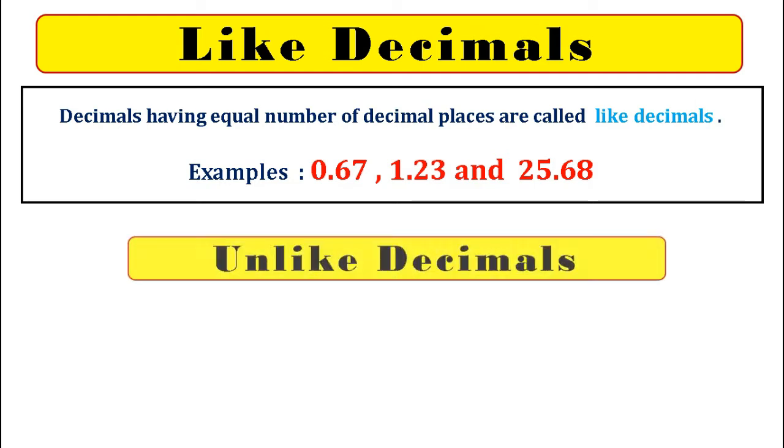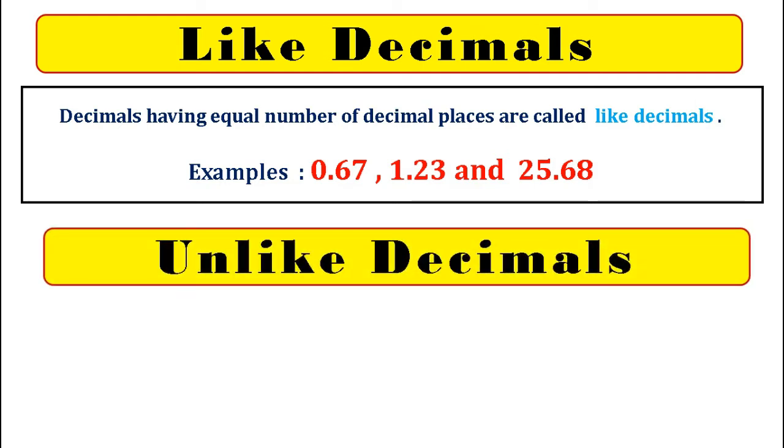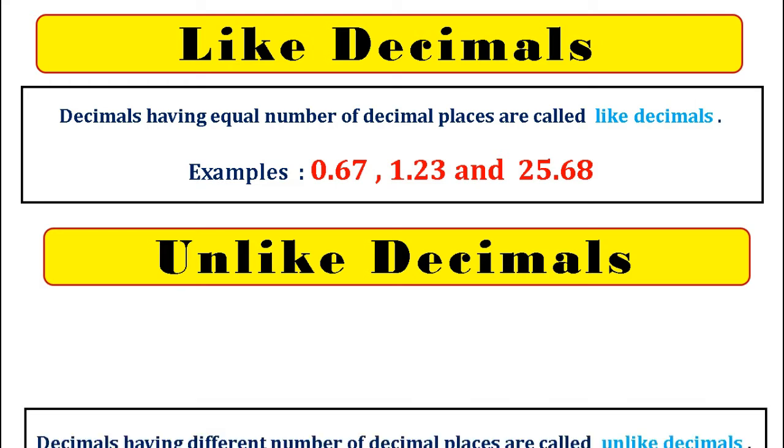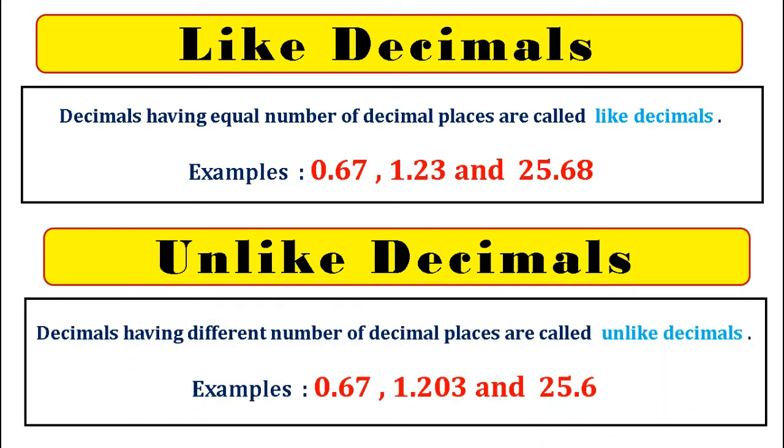The next type of decimals are the unlike decimals. They are the opposite of like decimals. Decimals having different number of decimal places are called unlike decimals. Examples of unlike decimals are 0.67, 1.203 and 25.6. Here, all the three examples have different number of decimal places.